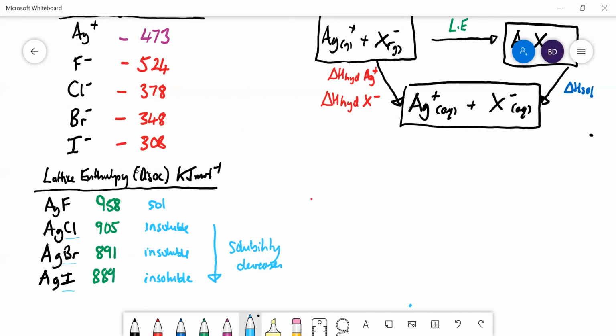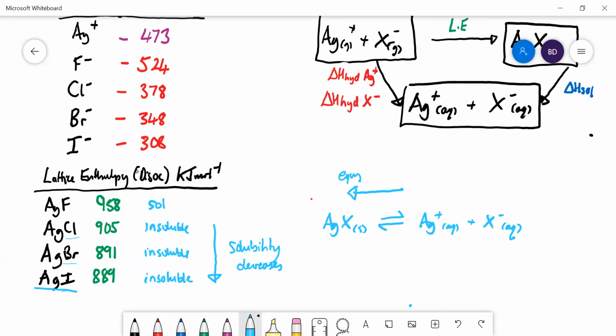Nothing is truly totally insoluble. You'll always get a tiny bit of it dissolving. So if you think of it as an equilibrium, you've got AgX solid going to Ag+ aqueous and X- aqueous. And really, it's a matter of how far this equilibrium lies. We know it lies very far in this direction. And the more insoluble something is, the more the equilibrium lies over to the left. And silver iodide is the least soluble of the lot.